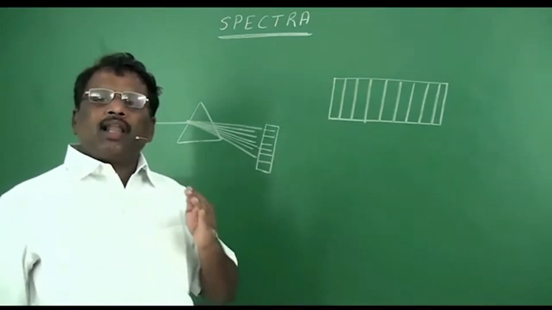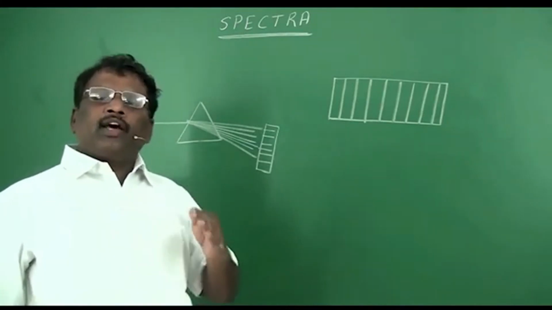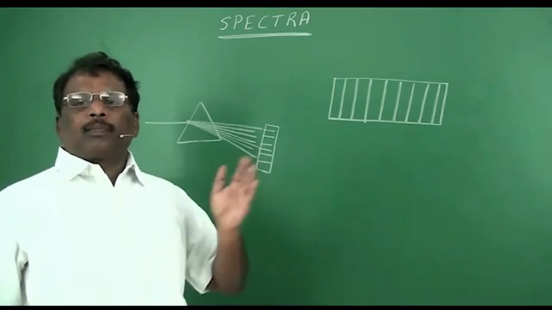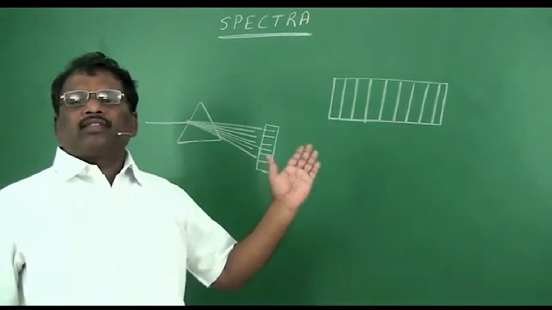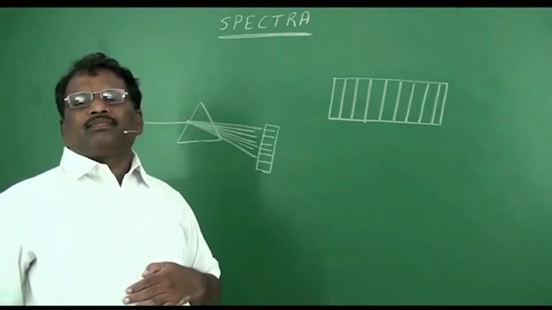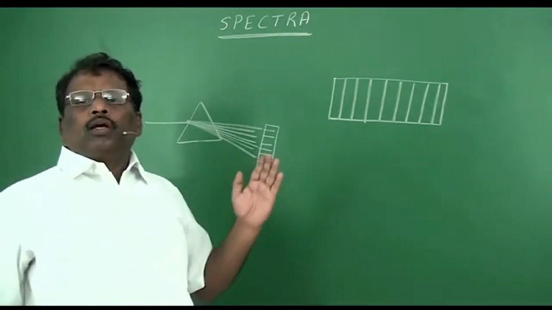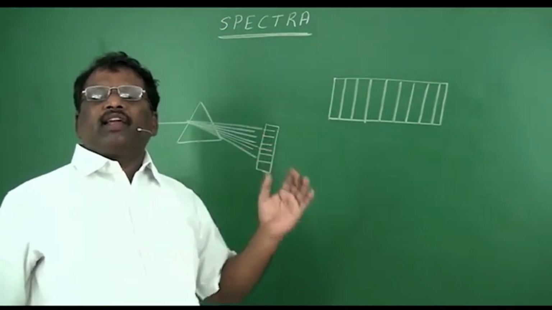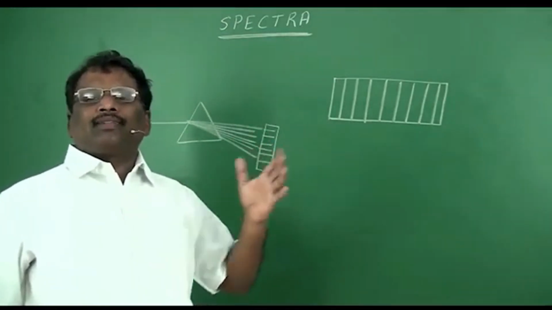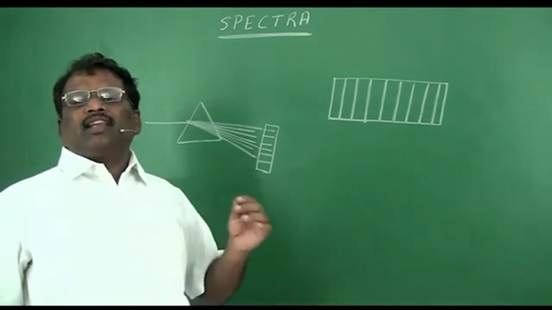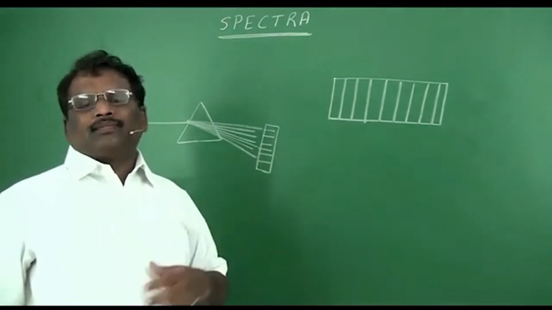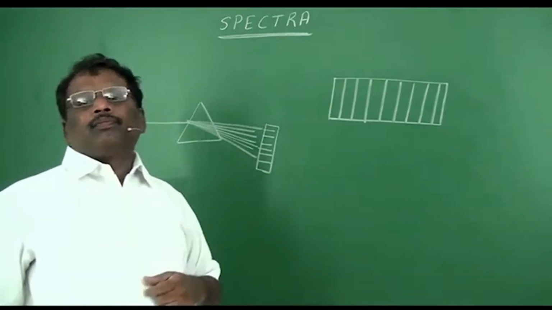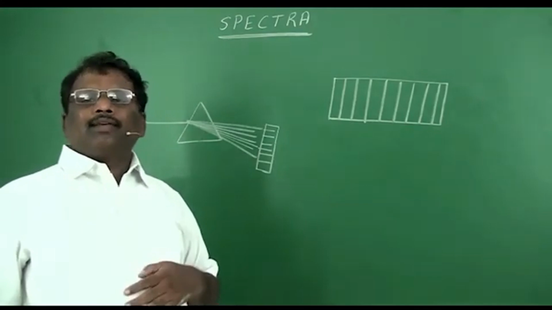When this dispersed light is recorded on a photographic plate, you will find some groups of lines. Each line indicates a specific wavelength. That is called spectra.